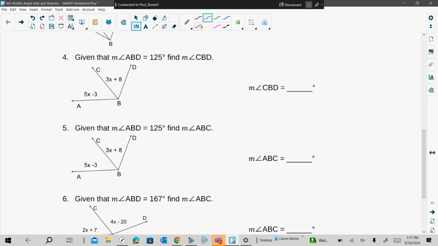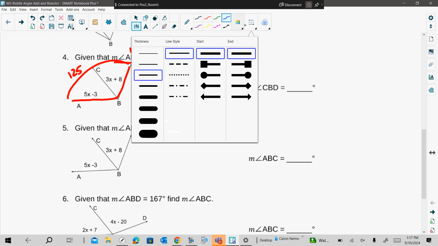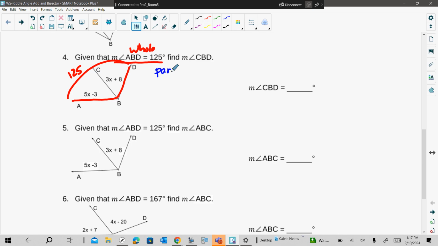Because on number 4 right here, they say the measure of ABD is 125. This represents the whole angle. If I go from A to B to D, that whole angle is 125. Our two adjacent parts are expressions. So I'm going to use my angle addition postulate: part plus part equals the whole. You do have to write some equations here and solve for the variable. So I got 5x minus 3 is one part, plus the 3x plus 8. It's going to equal the whole angle, 125.